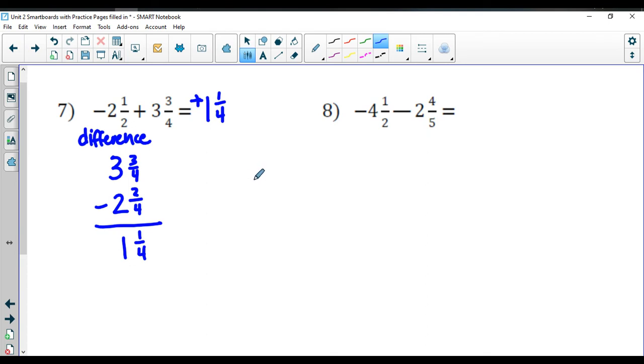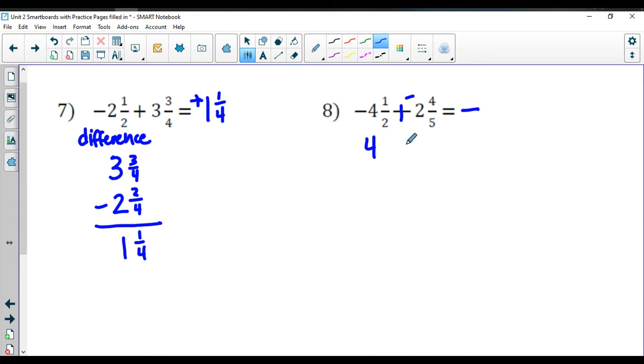Take a look at question number 8. I see integer rules here. This is going to stay, change, take the opposite. What type of number is my answer going to be? Is it going to be a positive or a negative? It's going to be a negative because I'm adding two negatives together. So all I need to do here is to create common denominators and then go ahead and add everything and just make sure I put that negative out front.